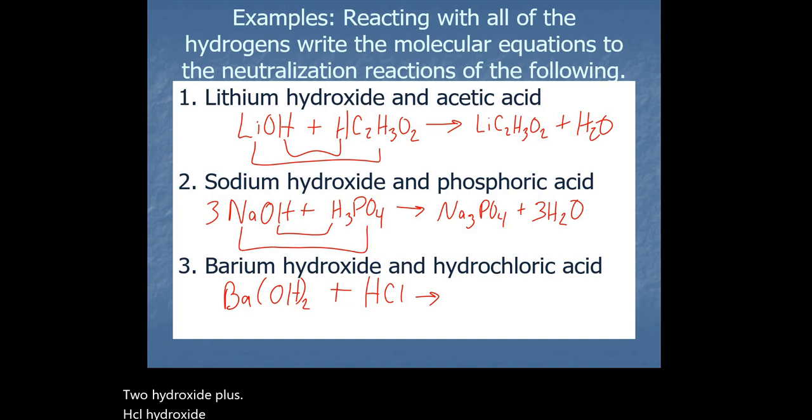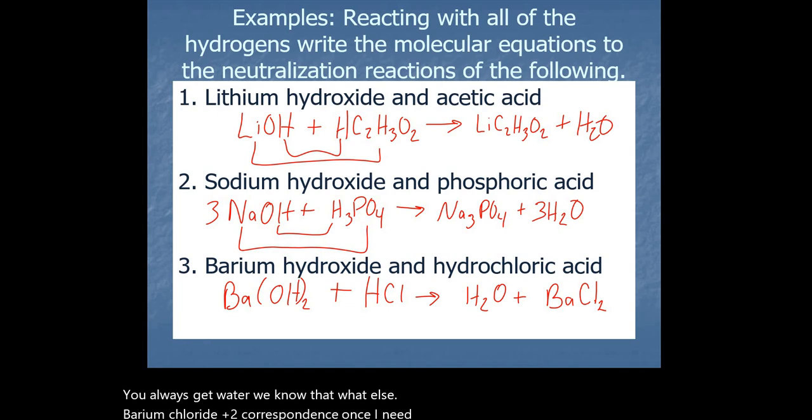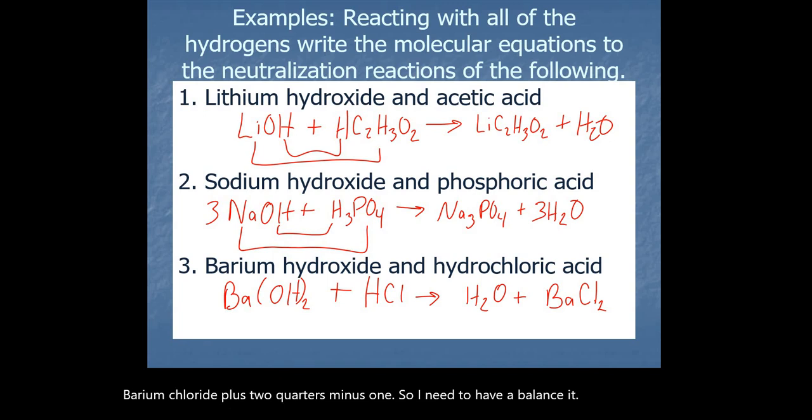So coming over here, what we get, we always get water, we know that. And what else? Barium chloride. Barium's plus 2, chlorine's minus 1, so I need 2 of them. Okay, what do I need to do to balance it? Bariums are fine, 1 to 1. 2 HCl, okay, and when I do that, what else do I need? 2 waters, good.